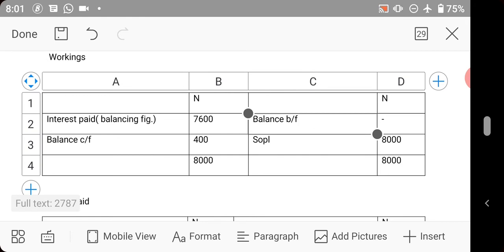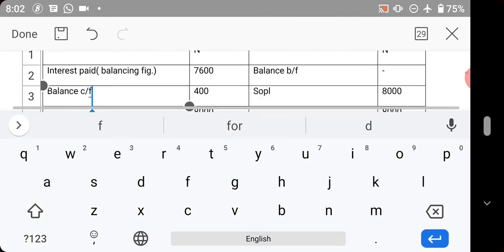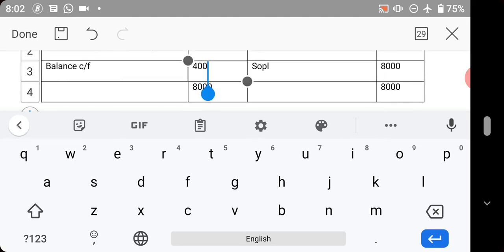Good. Now, interest is a liability because it is accruals. So the balance brought forward will have a credit balance, and the balance carried forward will be at the other side. So you can see the balance carried forward here. Now, you bring in their values. The balance brought forward is nil. The balance carried forward is 400.